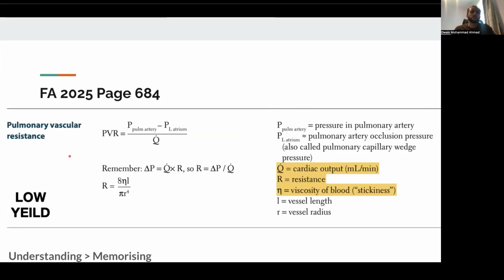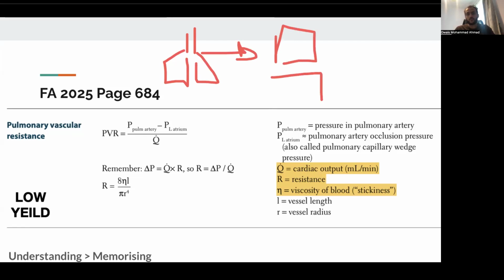Okay, so we can see over here the pulmonary vascular resistance. Pulmonary vascular resistance is essentially pulmonary artery pressure minus pulmonary left atrium pressure. So of course, from your right heart, when you're coming from the lungs, your lungs are going to be over here, and from your lungs it's going into your left heart, the left atrium, for example, with the left ventricle.